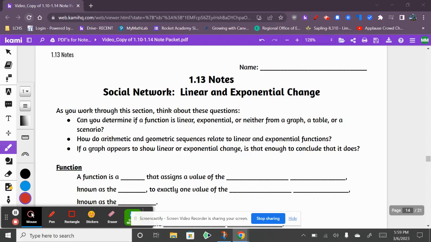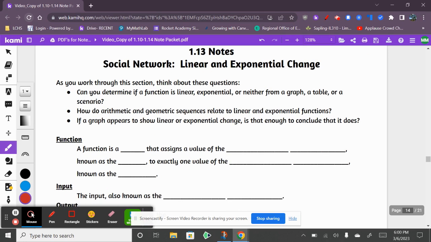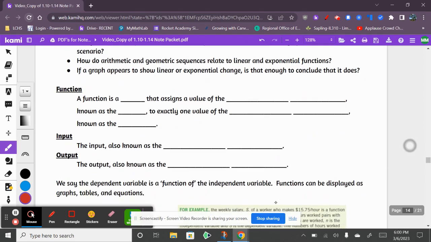Hi everyone, so this is the last section of chapter 1 that we are going to be looking at. And this is section 13, and it looks at linear and exponential change. And it's pretty closely related to the last section that we looked at, section 12.